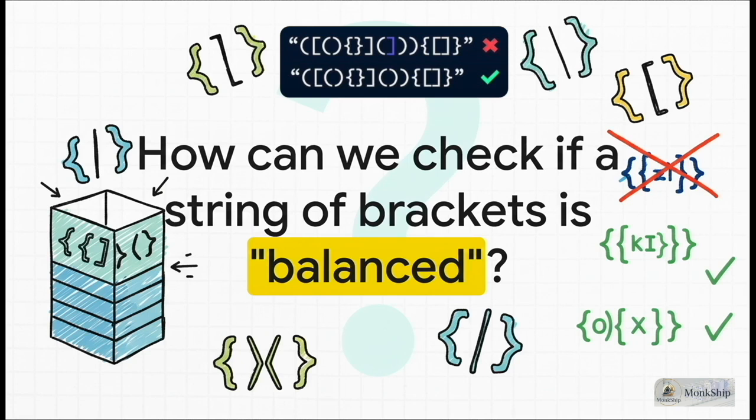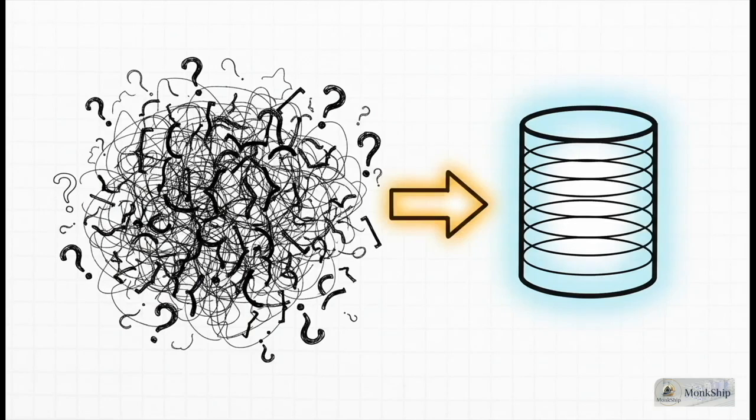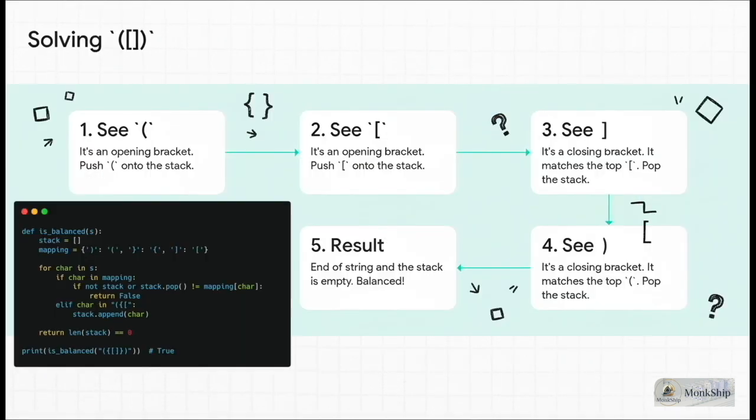is, does every single opening bracket have a matching closing bracket in the right spot? Now, your first instinct might be to come up with all these complicated rules and counters to keep track of everything. But it turns out there's a beautifully simple way to do this. The perfect tool for this job is a stack. And here it is. This is the aha moment. Just watch how the stack makes this problem trivial.